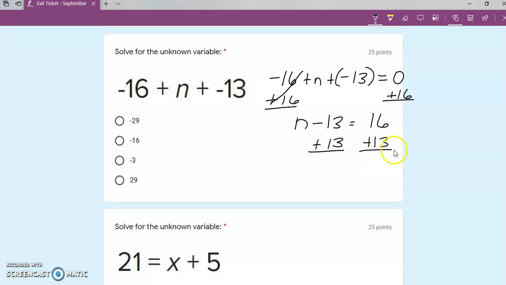So again, the opposite of subtraction is addition, so these cancel. I'm only left with n left over. 16 plus 13 is 29. So letter D would be the correct answer choice there.